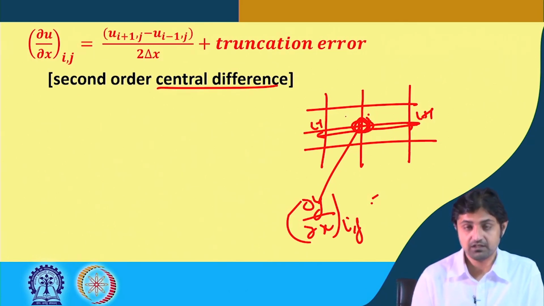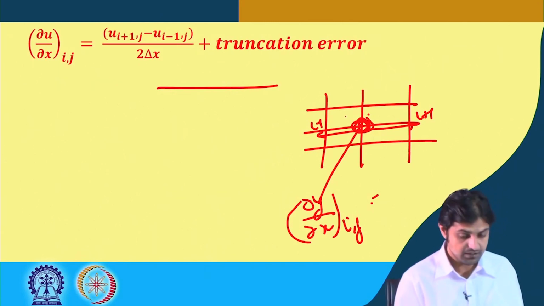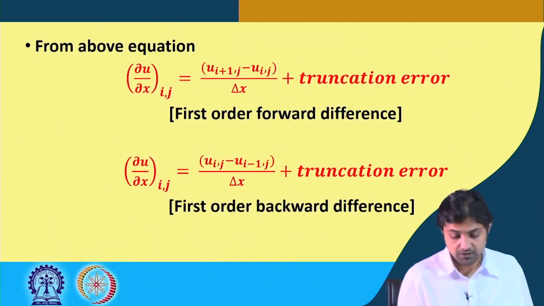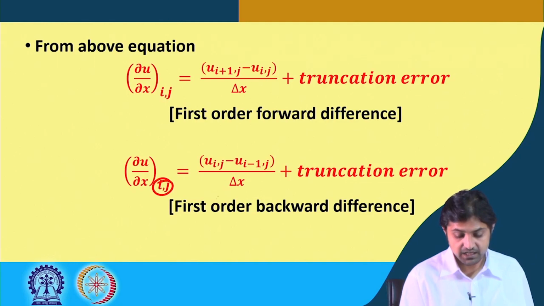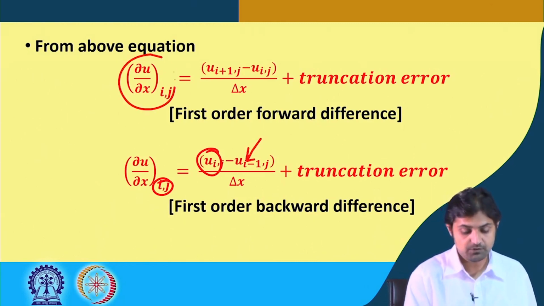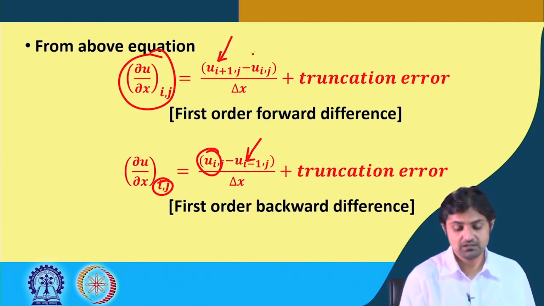This is central. In the backward, you see, we are calculating at i using the one there minus the one at the back. Here we are calculating at i using the one in front minus the current one, alright.